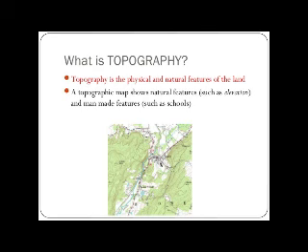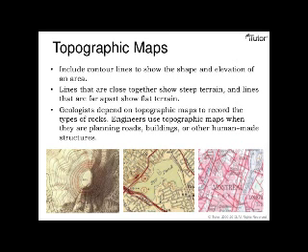A topographic map shows the natural features and the man-made features. Topographic maps include contour lines to show the shape and elevation of an area. Lines that are close together show steep terrain, and lines that are far apart show flat terrain. Now, these maps provide detailed information of the topography of an area and also show different relief features as rivers, mountains, vegetation, lakes, etc.